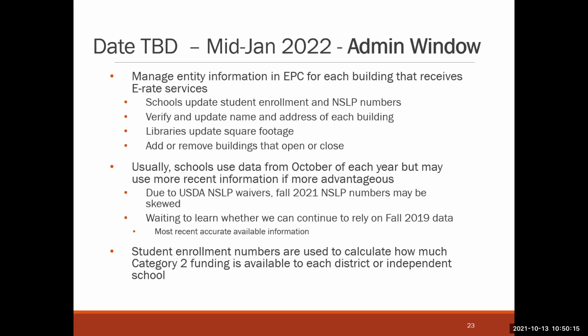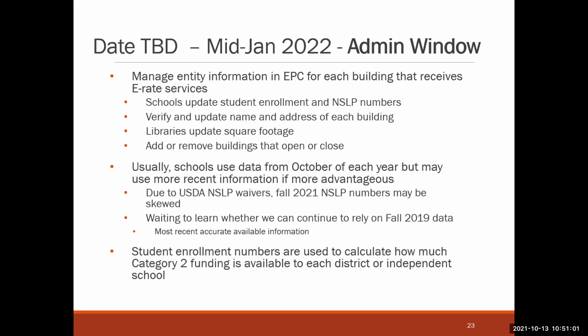So we're waiting to hear whether the FCC is going to continue to allow applicants to use that fall 2019 data, or whether they are going to be compelled to update it with the more current data. The idea is that the rule says that you have to use the most recent available information, but we also think that there has to be a caveat that it's not just the most recent information, but it also has to be accurate. So if the most recent information from fall 2021 isn't really accurate or it's skewed because of the USDA waiver, we don't really think that that would make sense to continue to rely on that data.